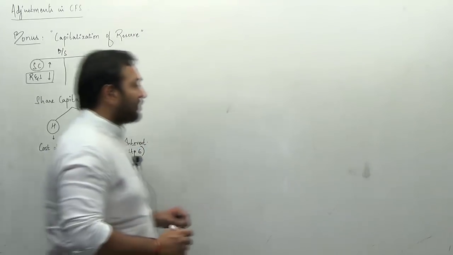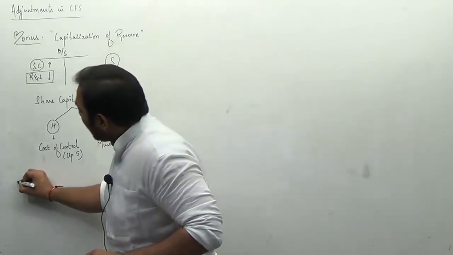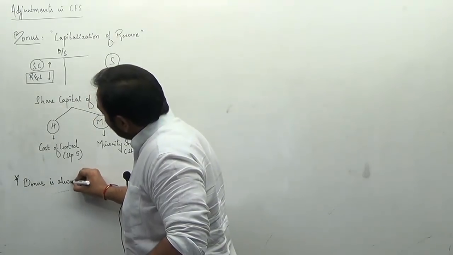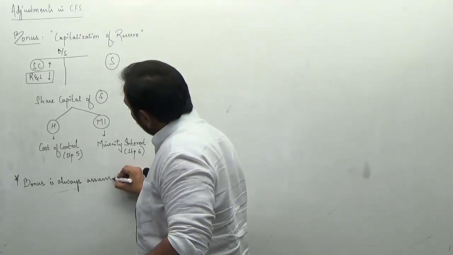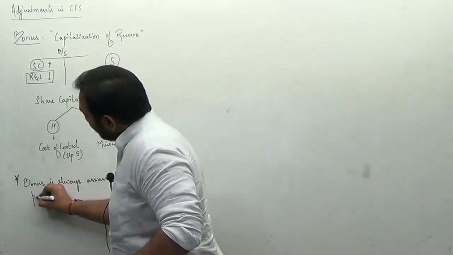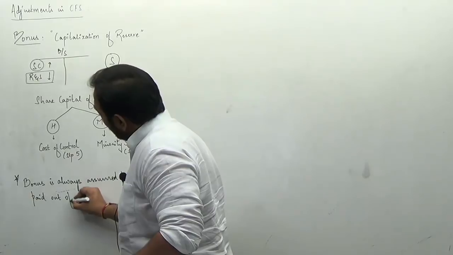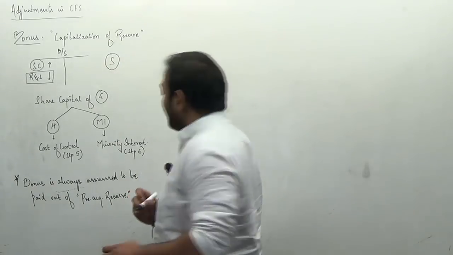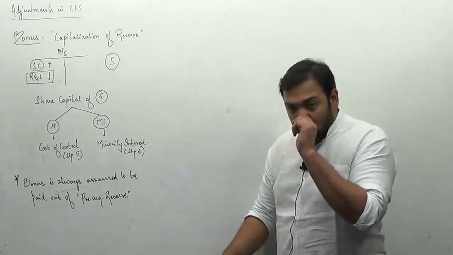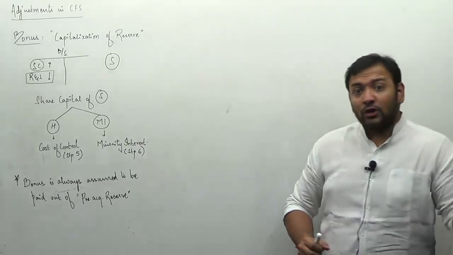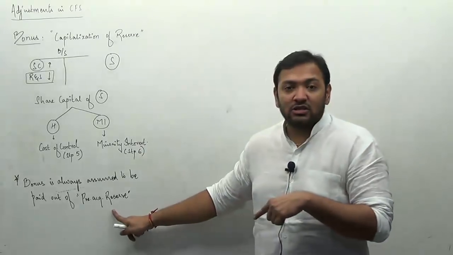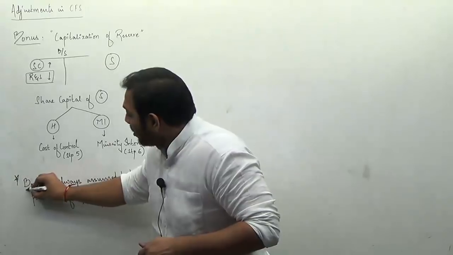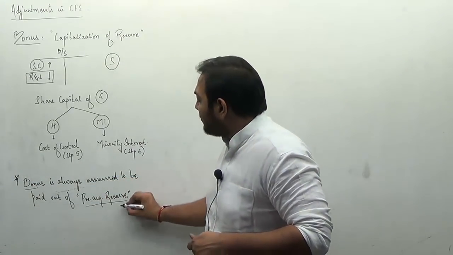let's understand the impact of it. First thing, remember one logic always to understand the impact. Bonus is always assumed to be paid out of pre-acquisition reserves. It doesn't look unrealistic when I say this, because what you pay out of the current year profits is dividend. What you pay out of accumulated profits of the previous years is called bonus. Because out of the previous years' profits, I am not supposed to pay dividend. So what do I pay instead of dividend? We are remunerating him in the form of bonus shares. So always I'll assume that the bonus is paid out of the pre-acquisition reserves of subsidiary company S.